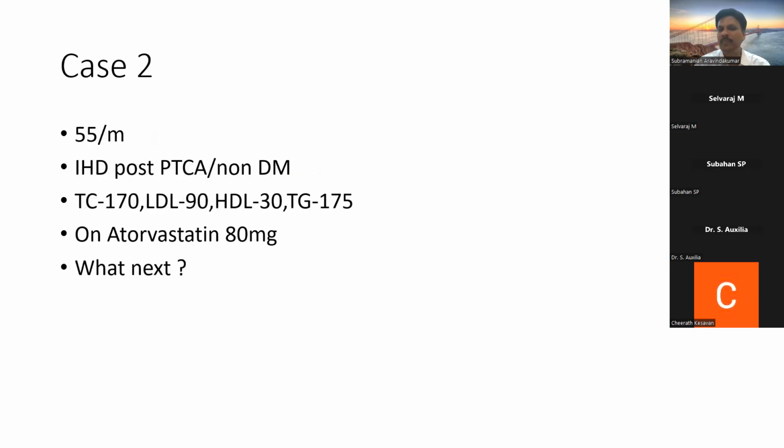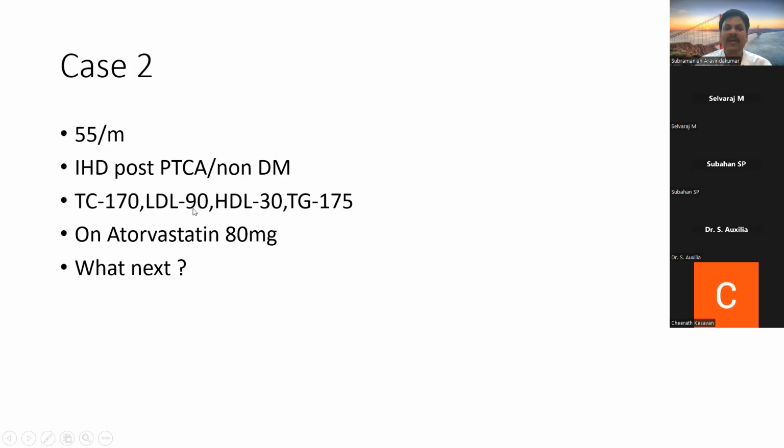So case number 2, 55-year-old male, post PTCA. Already a coronary disease has happened. It means target organ damage has happened. He is not a diabetic. So here total cholesterol is 170. LDL is 90. So already post PTCA means already target organ damage. Where is the LDL goal? 50. So it is high. Here again the triglycerides and HDL ratio is skewed. So it means in future the patient is likely to have diabetes shortly. Insulin resistance state is developing.